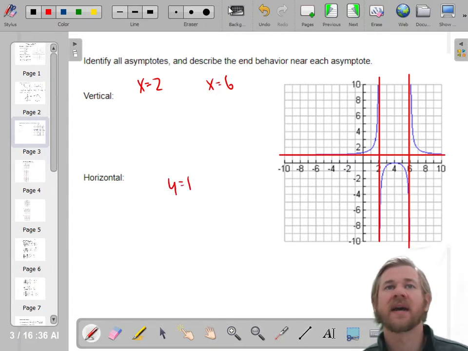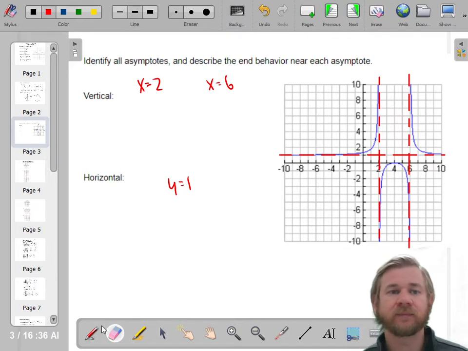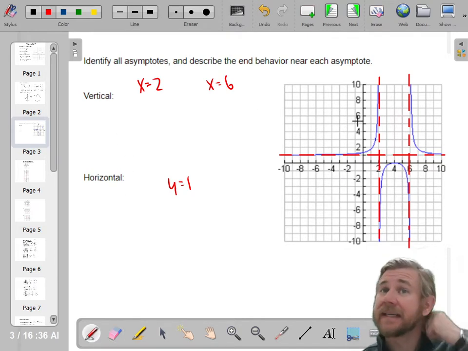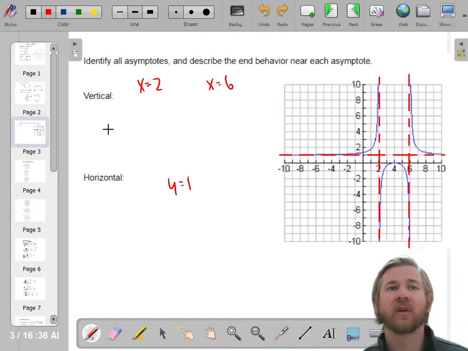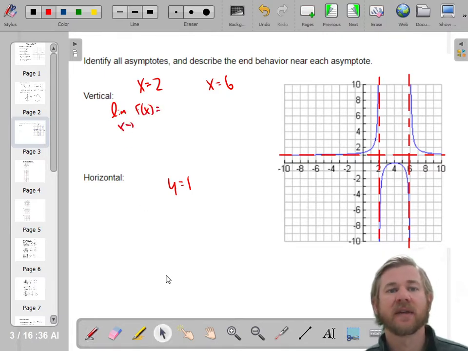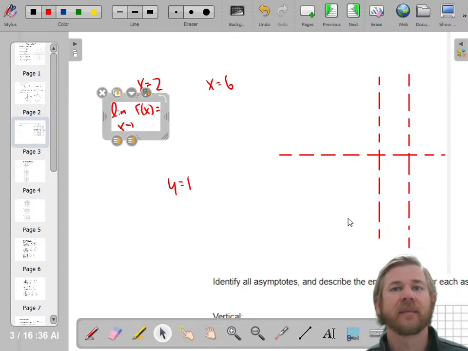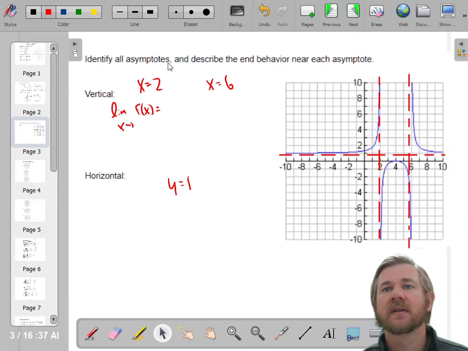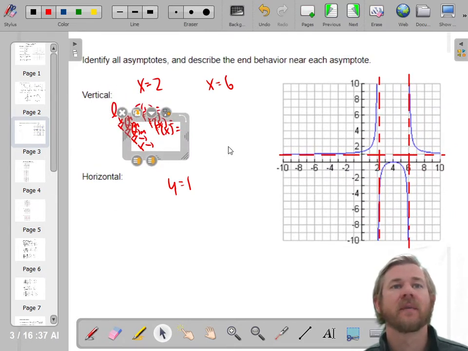So I'm going to try and just organize my end behaviors based on the asymptote I'm describing. So first we'll do the vertical asymptotes. And I can see that there are 1, 2, 3, 4 endpoints, so I'm going to need to make sure I have 4 limit statements. So we'll say the limit of f of x equals as x approaches something, and I'm going to just try and see if I can copy that. Make this a little bit easier on myself. So there you go. So we have 2, 3, 4.